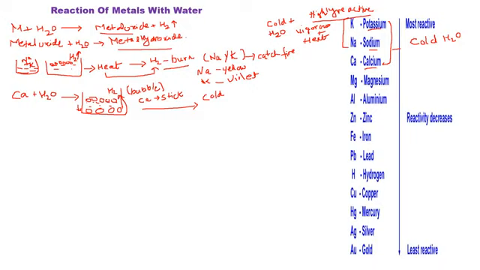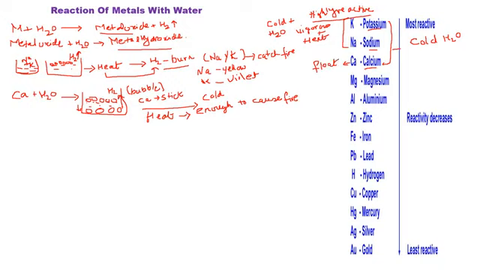Is this an exothermic reaction? Yes, it is an exothermic reaction. Heat is produced in this reaction, but the heat is not enough to cause fire. So it is an exothermic reaction, but the heat is not enough to cause fire. So in case of calcium, the calcium will float. I'll write here, float. It will float on the water.